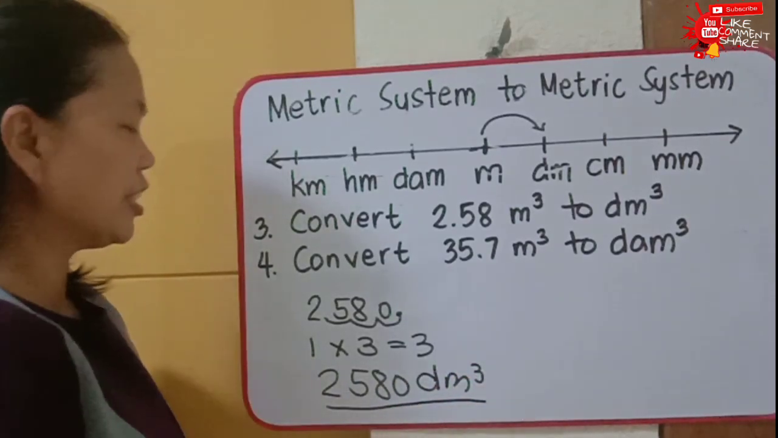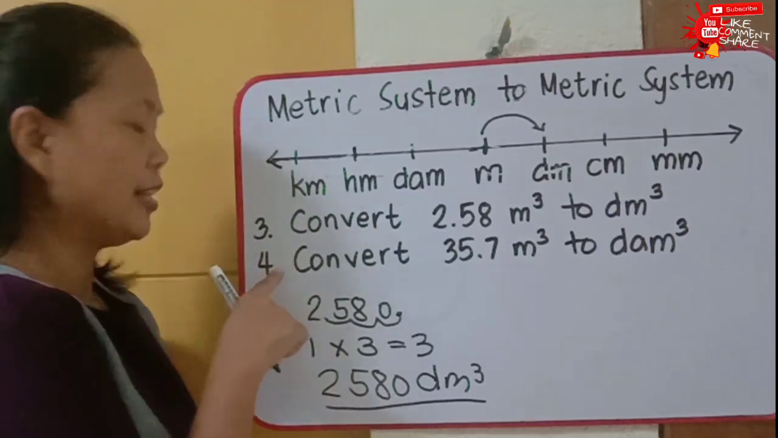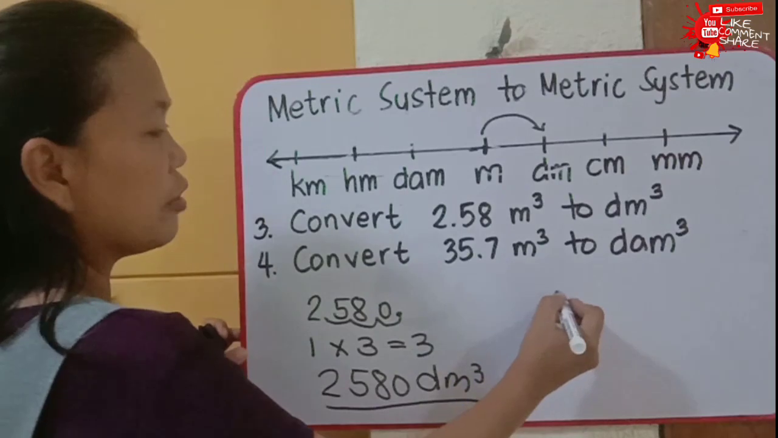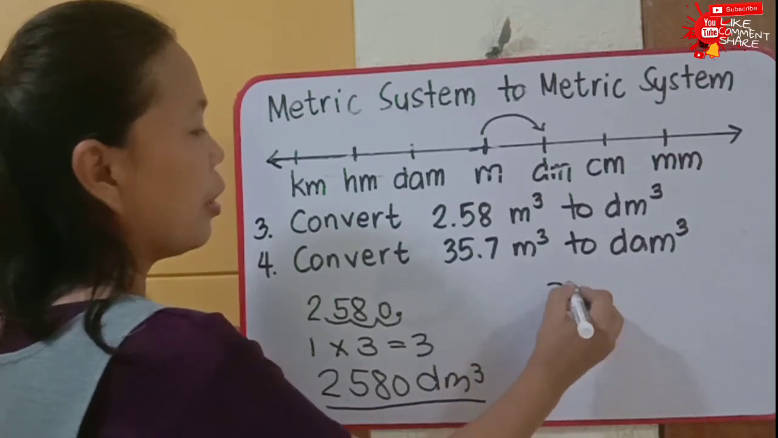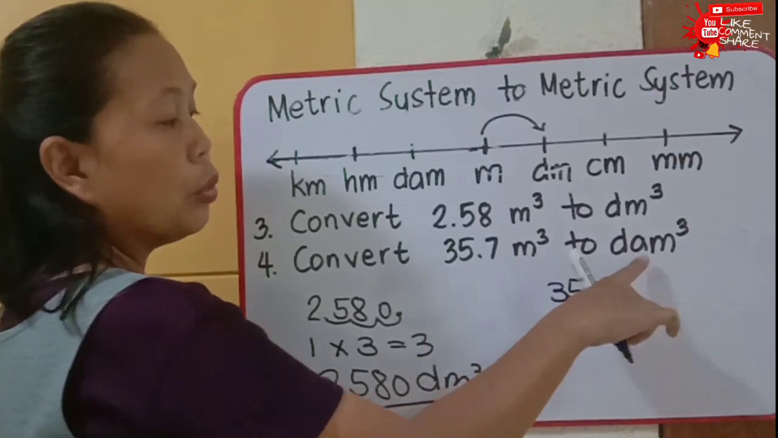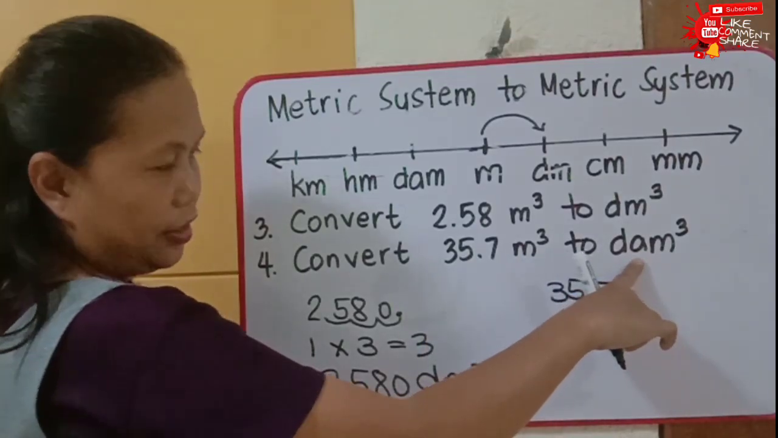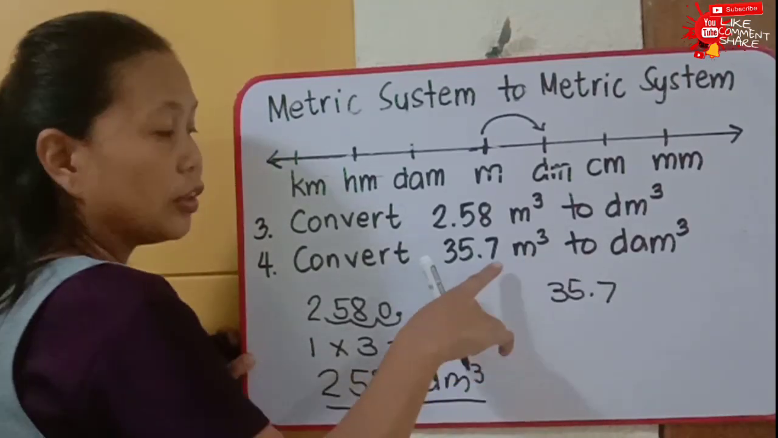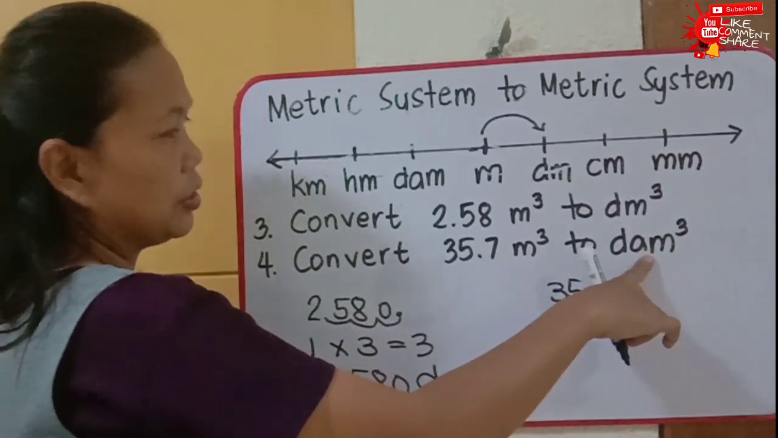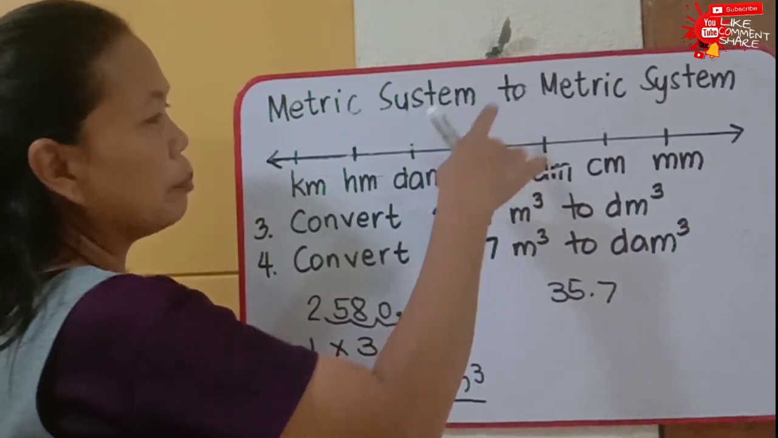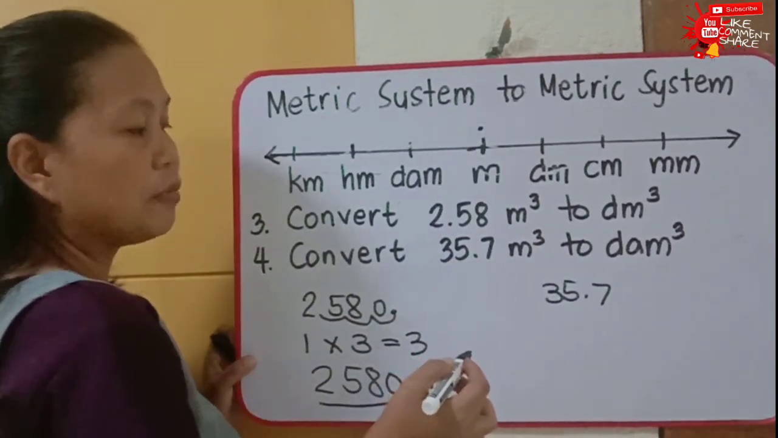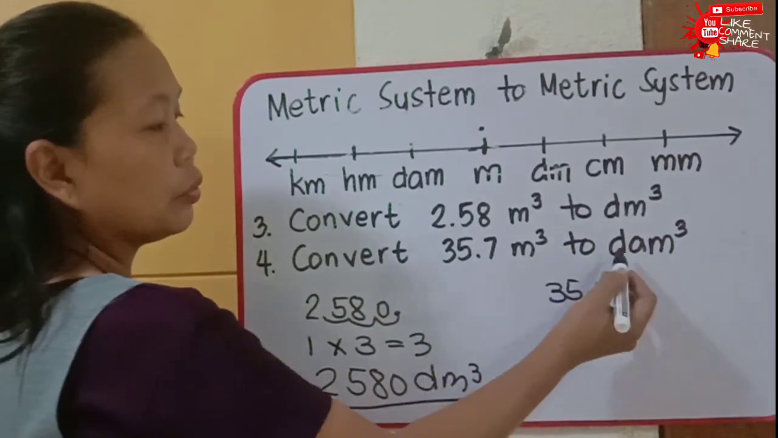Okay, I hope you understand example number 3. So now, let us have example number 4. So we need to convert 35.7 cubic meter to cubic decameter. So we will count the number of spaces between meter to decameter. So this is the location of meter from our metric converter. So we will count the number of spaces from meter to decameter.